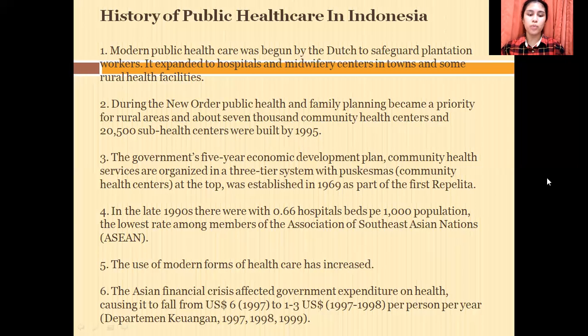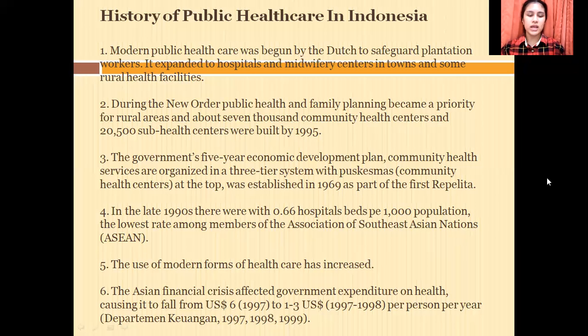And then the use of modern forms of healthcare has increased. For example, in 2003, the United Nations Children's Fund, or UNICEF, reported that 68% of births in Indonesia were attended by a trained midwife or other health specialists, compared to 58% in the late 1990s. Recent studies show a correlation between the rise of education levels and the increased use of hospitals, physicians, and other health resources. The government introduced a national health insurance program in 2014.